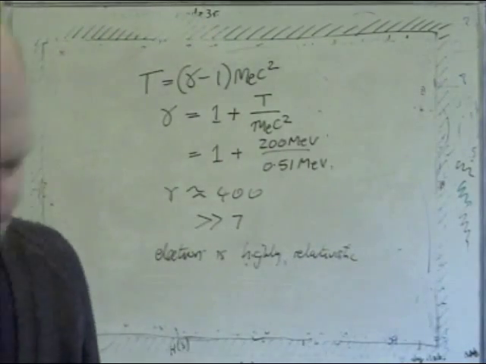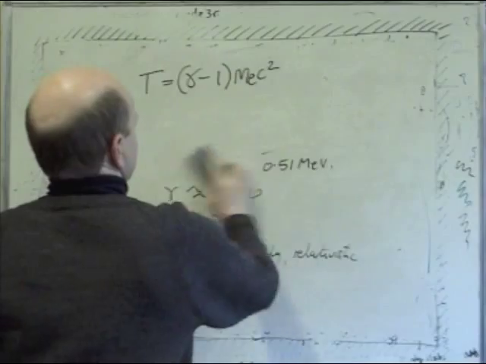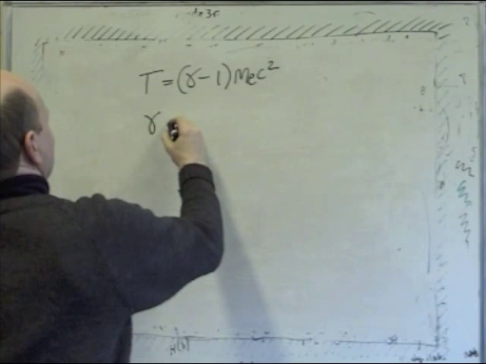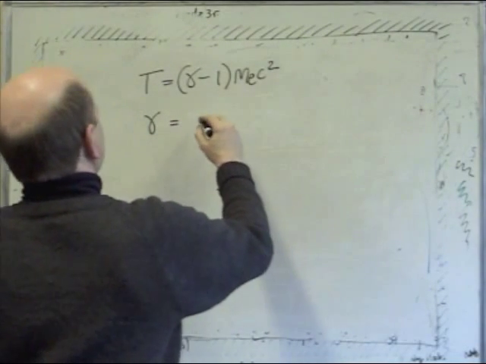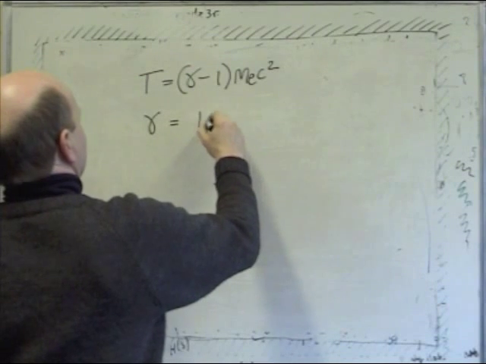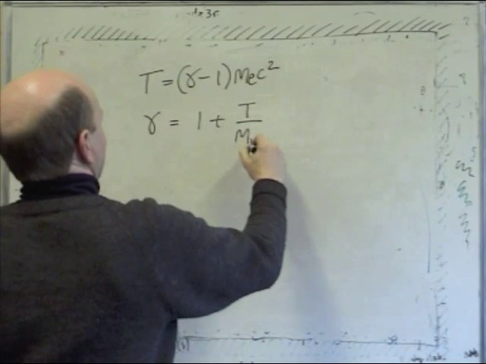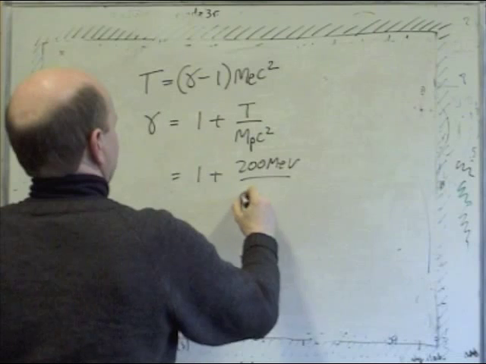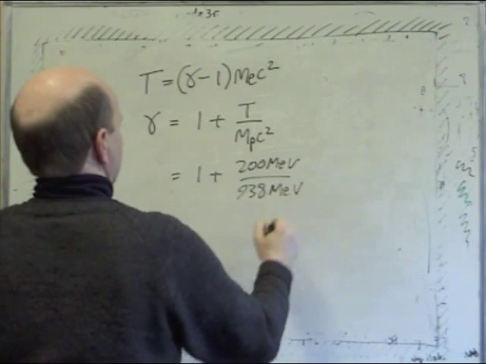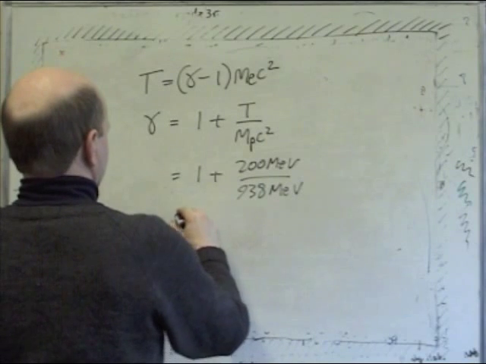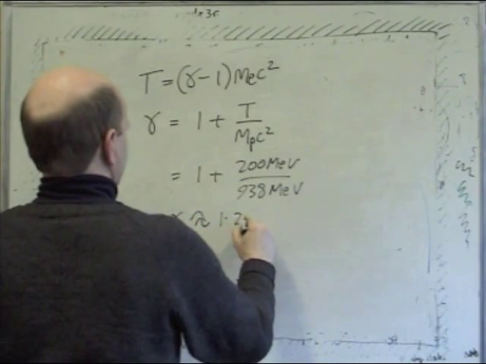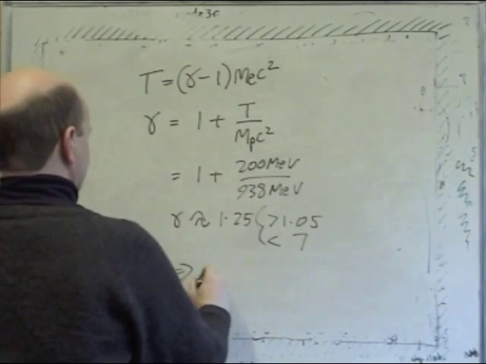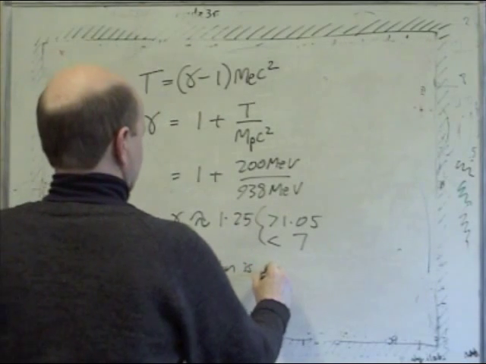The proton has a very different rest energy or rest mass, and that means that things are not going to be quite the same. So gamma equals 1 plus the kinetic energy over m proton c squared, which equals 1 plus 200 MeV over 938 MeV. Now this number is about a quarter, so gamma is approximately 1.25, which is bigger than 1.05 but less than 7. So that implies that our proton is mildly relativistic.